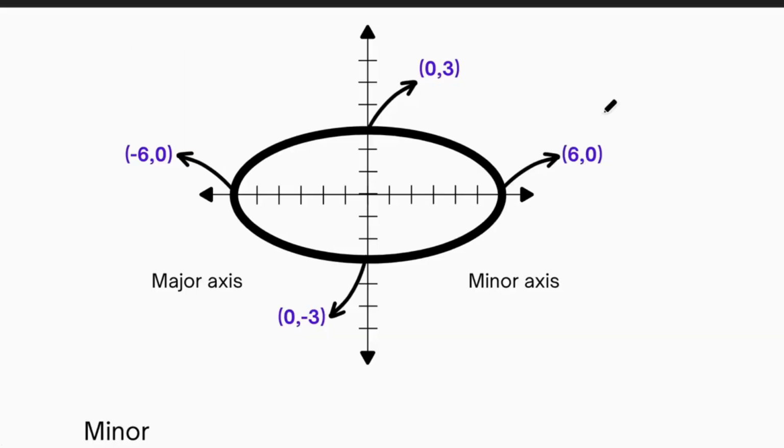Okay, before finding out where the focus lies on this graph, let's analyze this graph a little bit. This oval shape is nothing but the ellipse, and these points that these arrows are pointing out are nothing but the vertices of this ellipse. Now, let's label some things out. Starting with that, this vertical axis is the y-axis, and this horizontal axis is the x-axis, right?